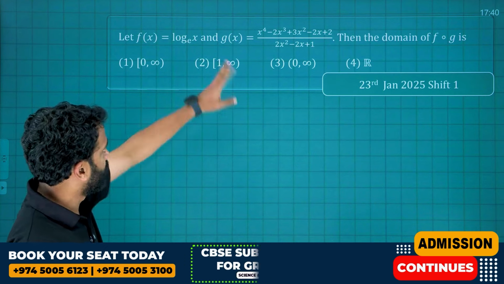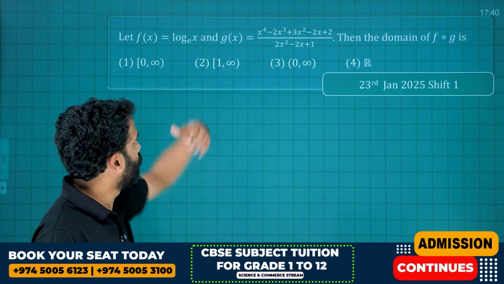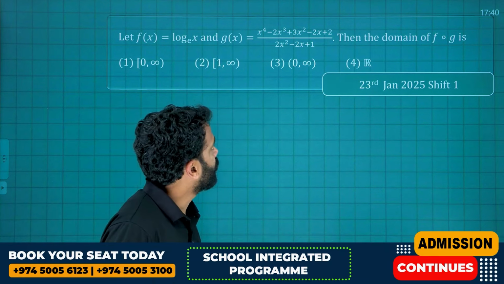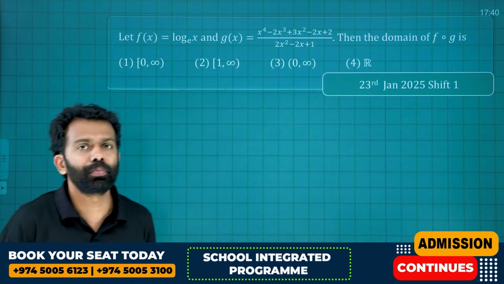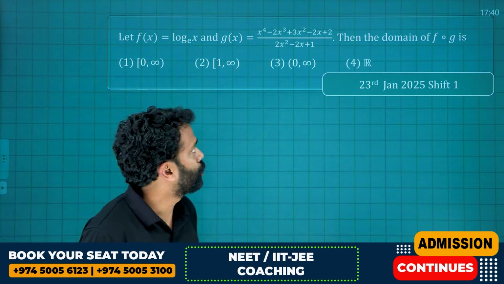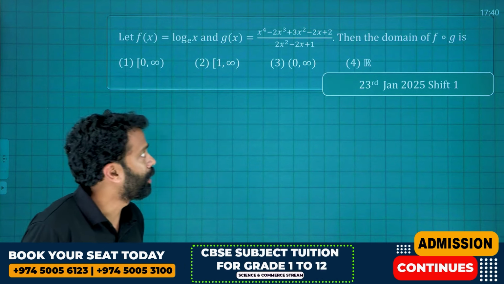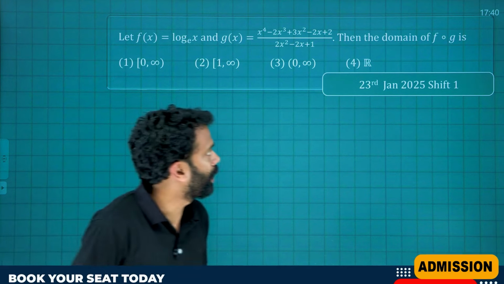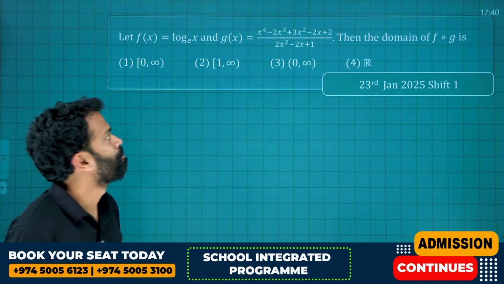Okay, f of x and g of x, where f of x is equal to log x to the base c and g of x is equal to x raised to 4 minus 2x cube plus 3x square minus 2x plus 2, divided by 2x square minus 2x plus 1. Then you need to find the domain of f of g.